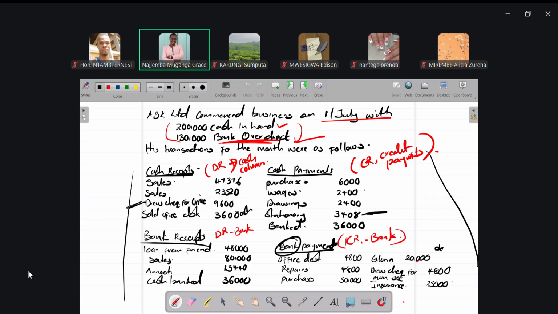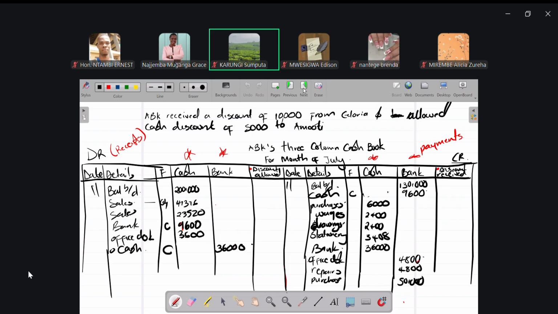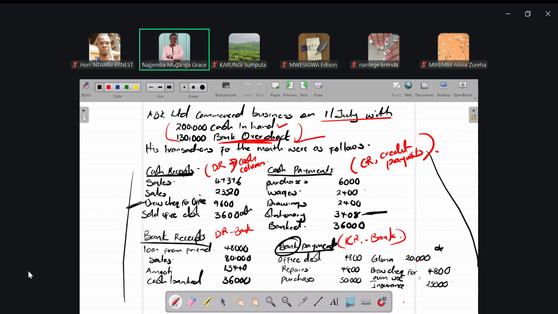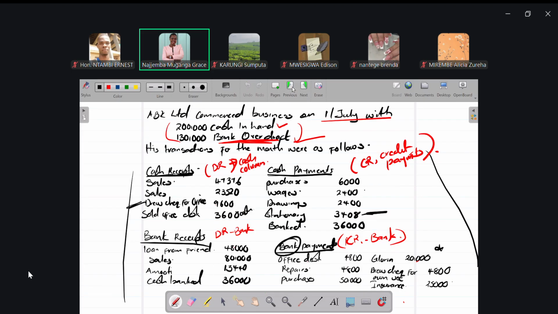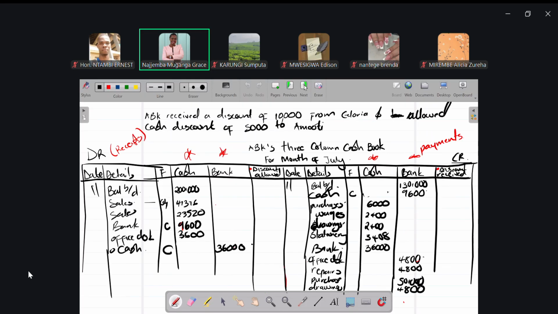So we have a check for own use. Where does this one fall? For drawing. For own use, those become drawings, of 4,800. And then we have insurance of 25,000.